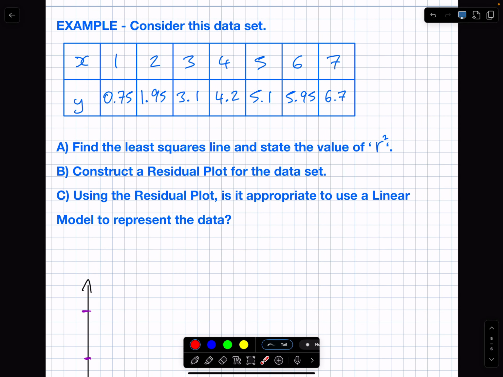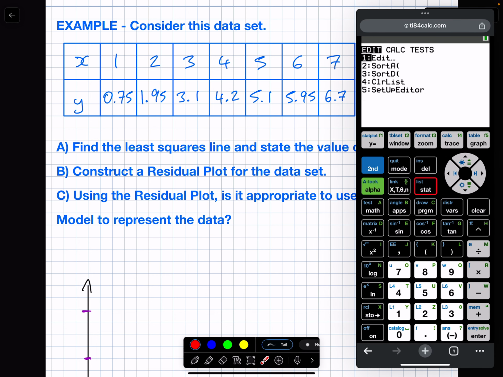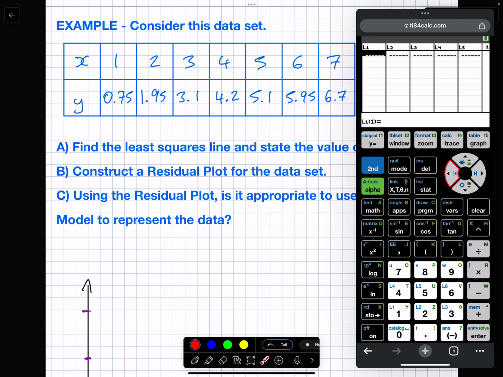Can you guys enter this data into your calculator? So stat, edit. It's going to be silent on the YouTube while I enter the data. It's 1 to 7.